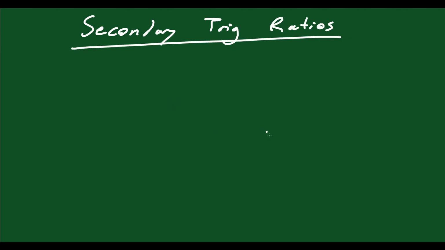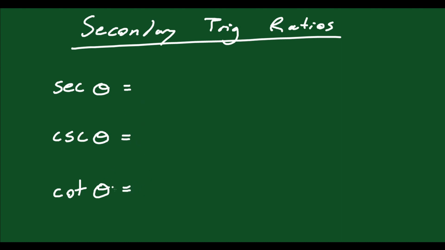So you might have heard some of these terms before. You may not have, and that's okay. The first one is secant of theta. The next is cosecant of theta. And the last one is cotangent of theta. And based on the names, you might be able to guess which one is related to which of the primary trig ratios, right? Most easily, I think cotangent, you could probably guess, is related to tan, or the tangent, right?